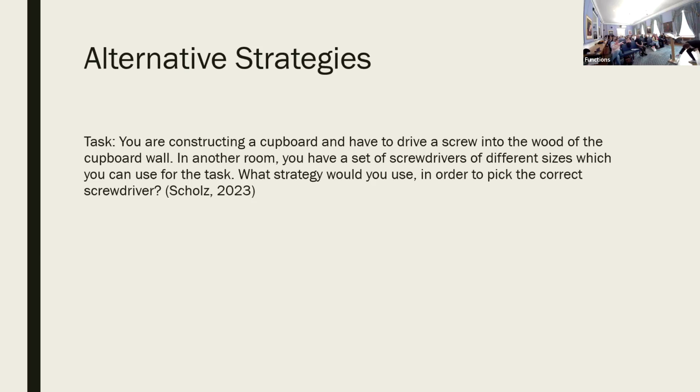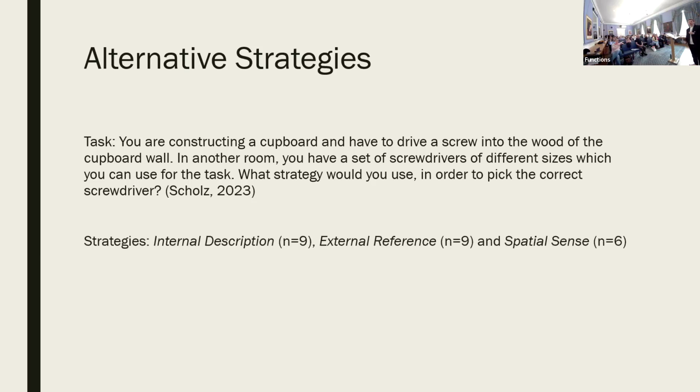And I then looked at all the answers. This is, of course, qualitative research, right? And I tried to group them into categories, and I came up with the following 3 categories. So the strategy categories are first, internal description, then external reference, and then spatial sense. And I will just very quickly give you an example of each of these categories, right?